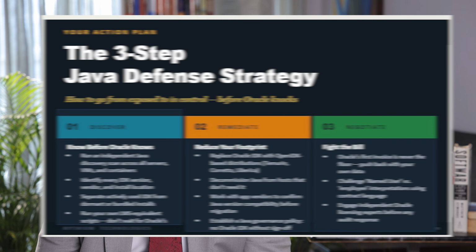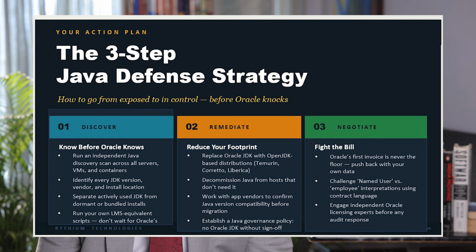Is this all bad news? No. There is good news. And the good news is about 3 steps. 3 steps that are in a sequence, and the sequence is not optional. You cannot negotiate a number you don't have your own version of. You cannot remediate exposure you haven't found. Discover first, remediate, then negotiate. Let me repeat. Discover, remediate, negotiate.